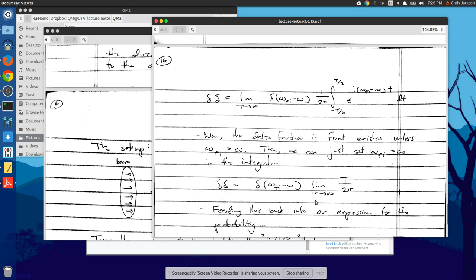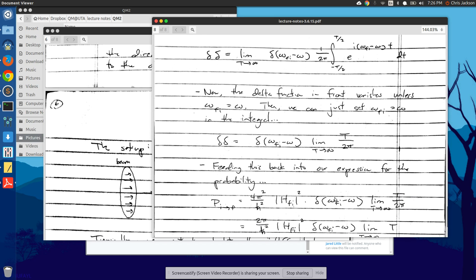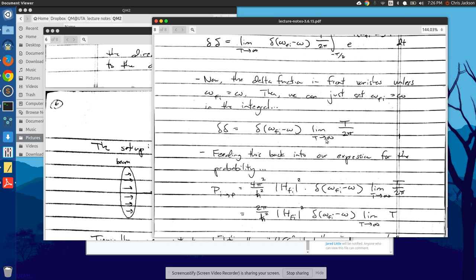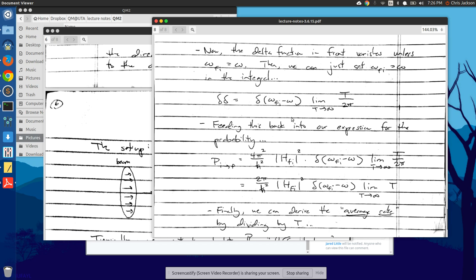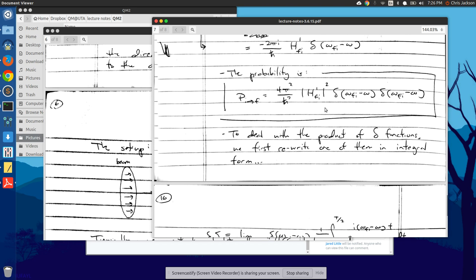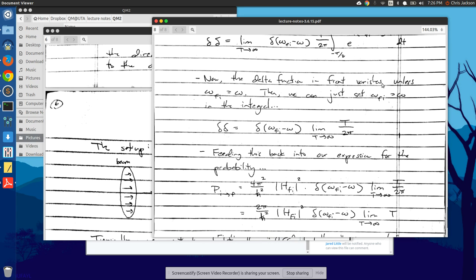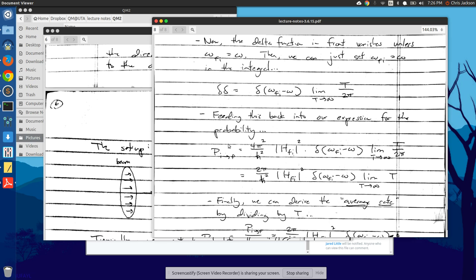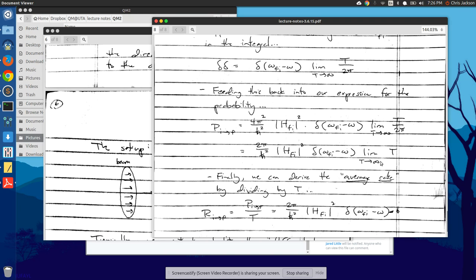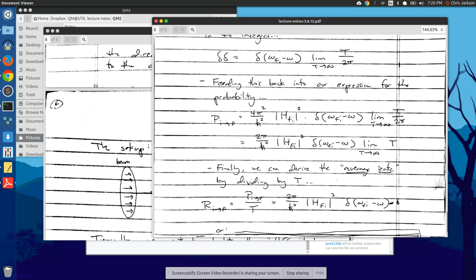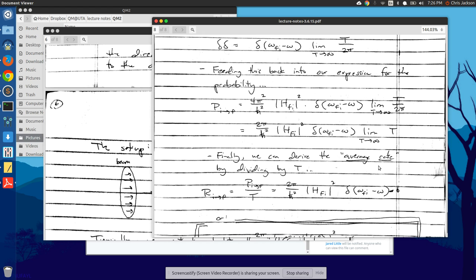But I'm still taking the limit as T goes to infinity, okay? But now what I can do is take this and feed it back into this expression up here, right? And what do I get? So I end up with this thing. So this is when I feed it back in, okay? And what am I doing here? I'm canceling off some factors of 2 and pi, right? And I still have this limit as T goes to infinity, right?